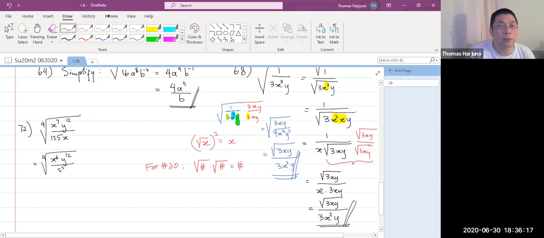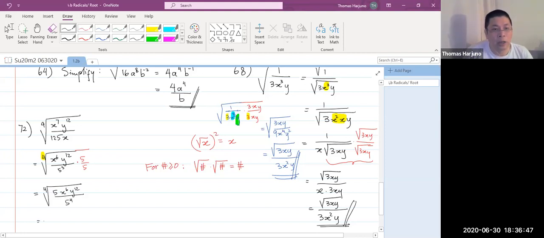Now I need to have the power of 4 so that I don't have a radical at the denominator, right? So let me multiply by another 5 to make it 5 to the 4th at the bottom. So I now have the 4th root of 5 x to the 6th, y to the 12th over 5 to the 4th.